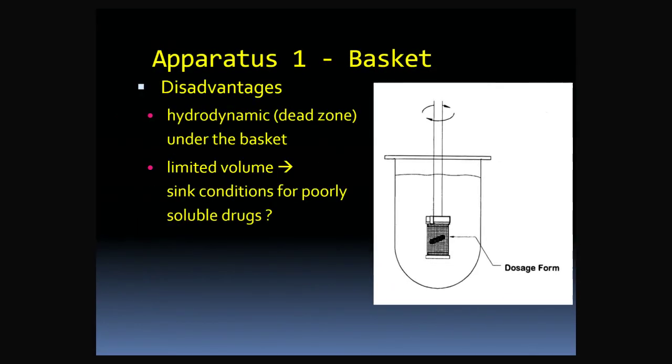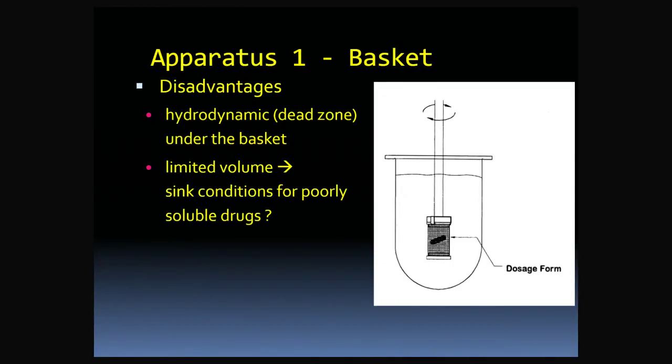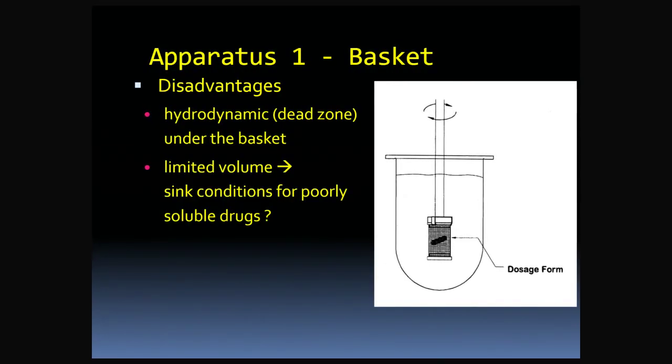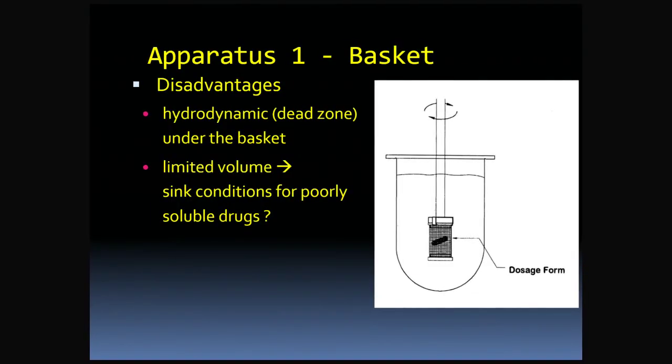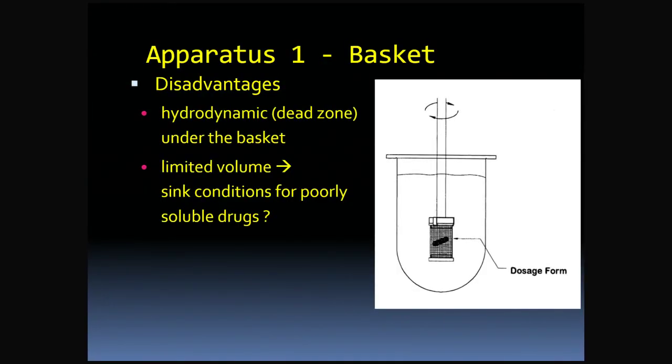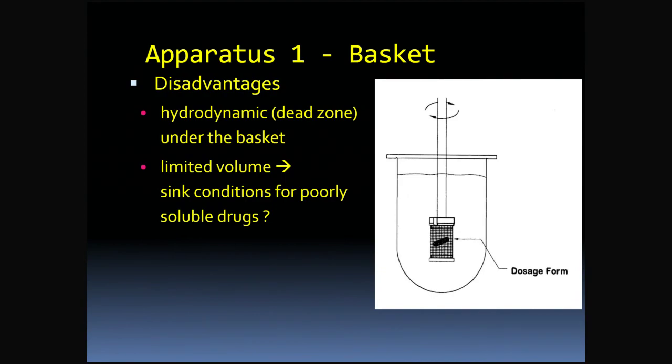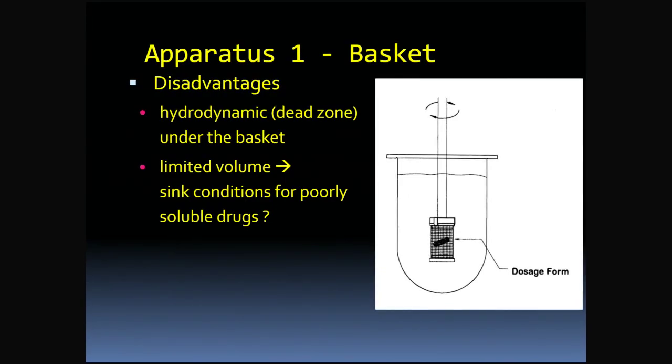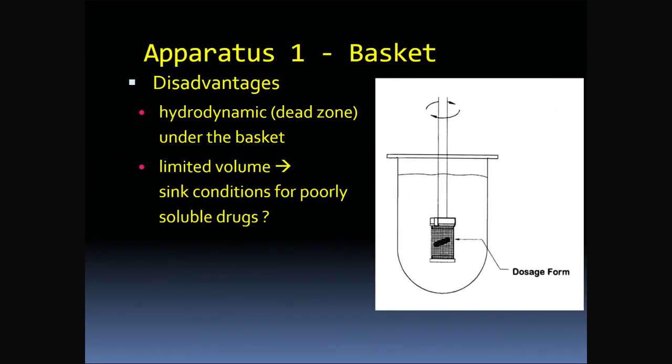The fluid dynamics within Apparatus 1 reveal a critical flaw. A stagnant dead zone forms directly beneath the rotating basket, where the tangential velocity is insufficient to maintain uniform mixing. This lack of turbulence causes localized saturation, which directly interferes with the diffusion layer kinetics by preventing the rapid removal of solute molecules from the solid-liquid interface.